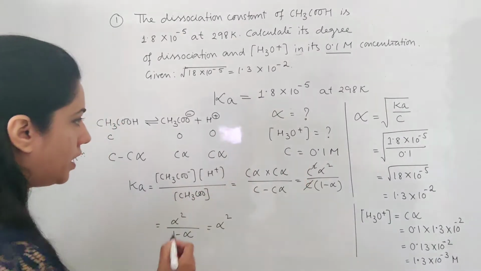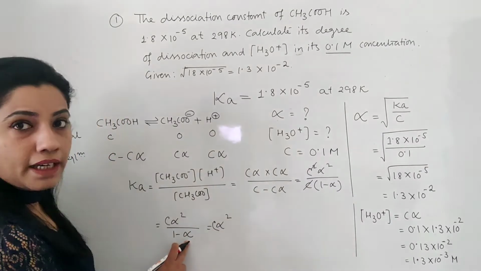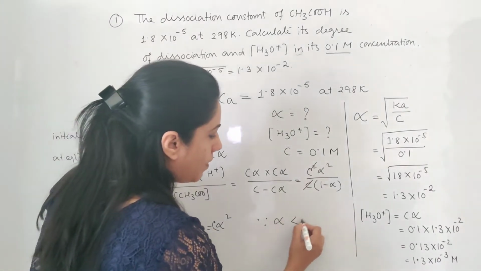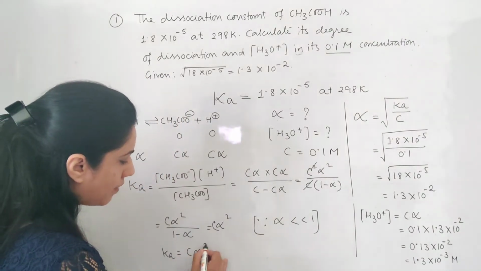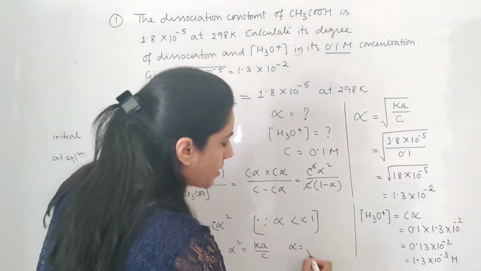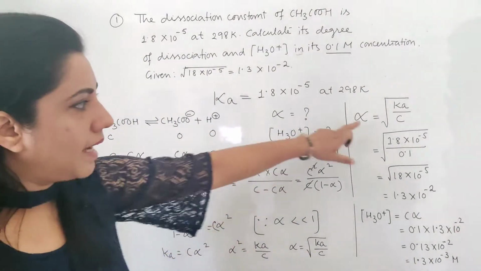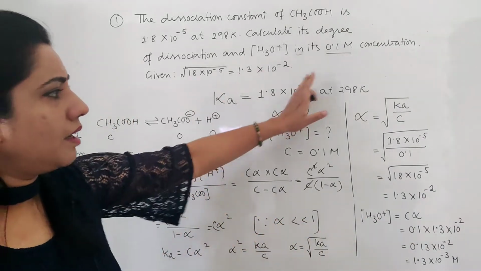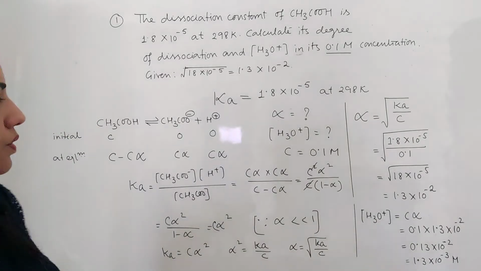We have C also here because only C square is cancelled with C. So it is C alpha square. We are neglecting 1 minus alpha, since alpha is very small as compared to 1. So we got Ka is equal to C alpha square, or alpha square is equal to Ka upon C, or alpha is equal to root of Ka upon C. So we can show the entire thing and then use the values over there to get the answer, or you can directly use the Ostwald dilution law and get the answer. So this way we have to solve the numericals.